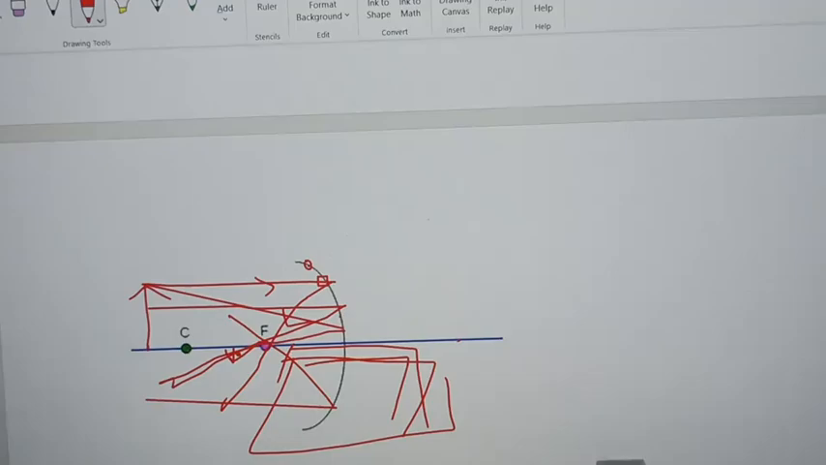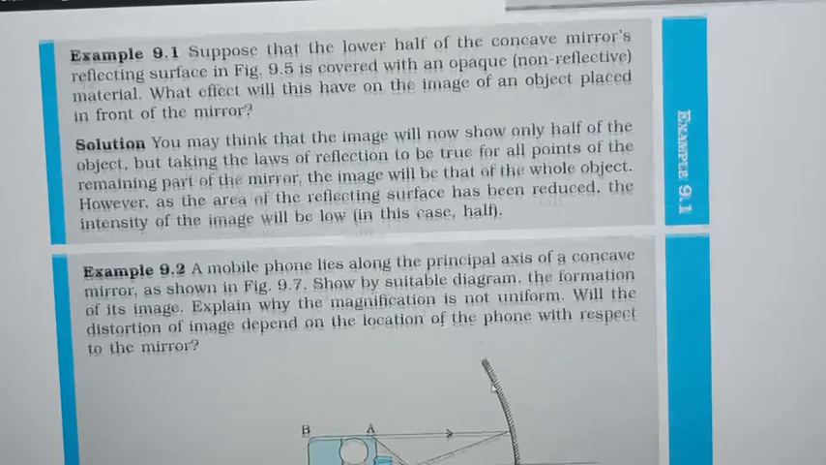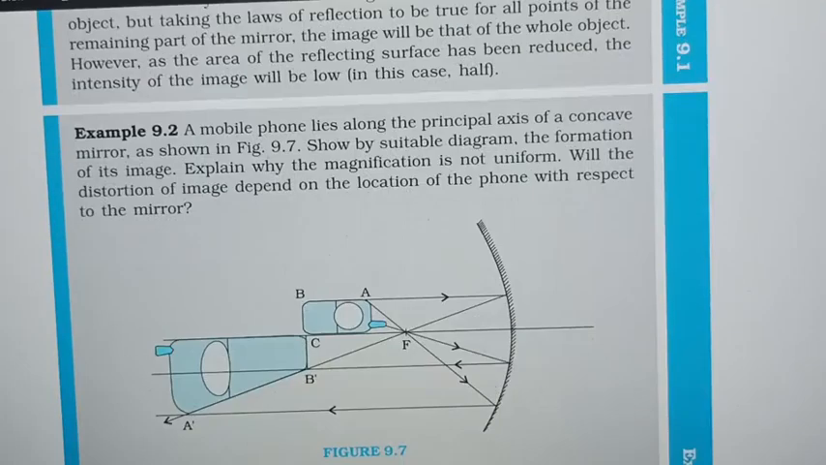So there will be no problem in forming the image as a complete one, but only its intensity will reduce. Minimum two incident rays are needed in order to form that image, but actually many rays can come. So there is no issue in forming the image, only the brightness will decrease because many of the reflecting rays are not there.